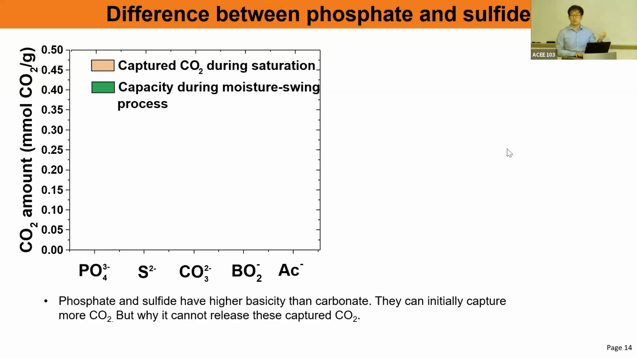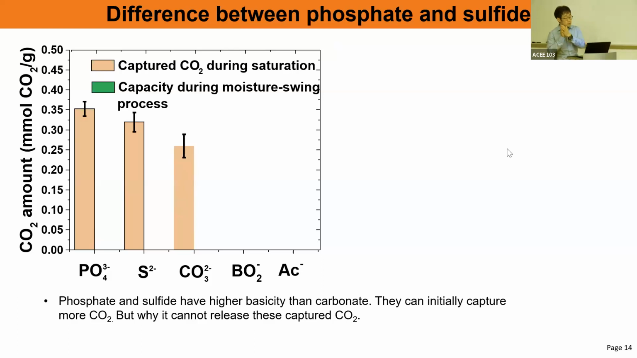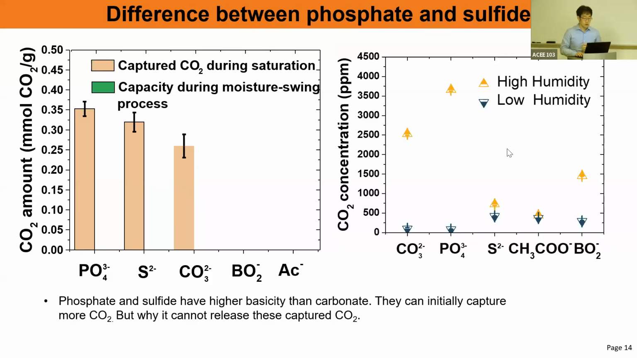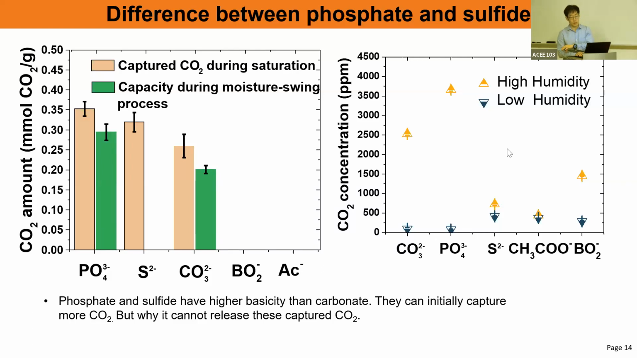First we see how much carbon is captured initially under dry conditions. This is within our expectation, because phosphate is higher than sulfide and higher than carbonate, because they have higher basicity. However, if we try the moisture swing, the result is not all the same. For carbonate and phosphate, we indeed see the local concentration change a lot between high and low humidity. Most of the captured carbon dioxide under dry conditions can be released under wet conditions, giving the moisture swing capacity. However, sulfide captures carbon dioxide but cannot release it. What happens there?